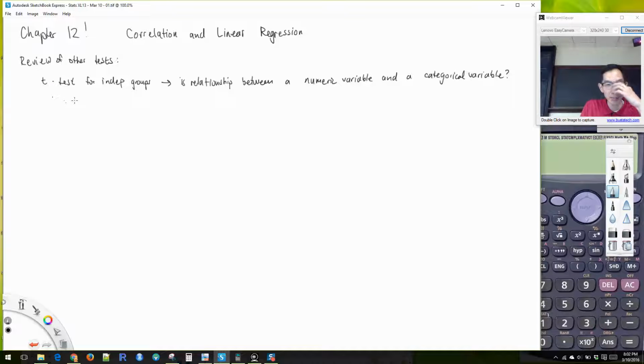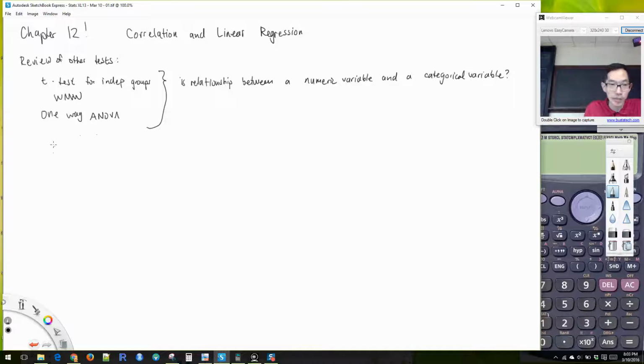Okay, and others that go along with this, Wilcoxon and Mann-Whitney, also test is there a relationship between a numeric variable and a categorical variable. And even one-way ANOVA tests to see, is there a relationship between a numeric variable and a categorical variable. So these all go into, is there a relationship between a numeric variable and a categorical variable?